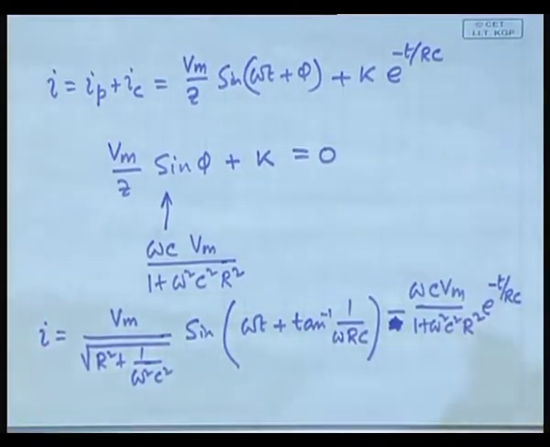Now, there is a condition under which there will be no transient. Can you find it out? There will be a condition under which there will be no transient.